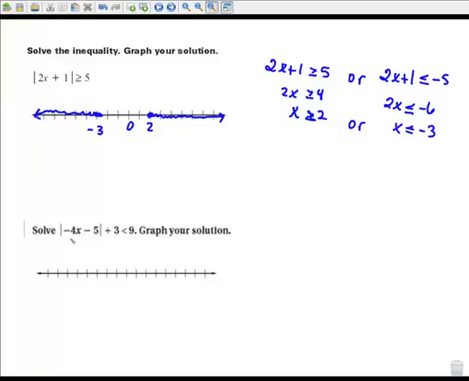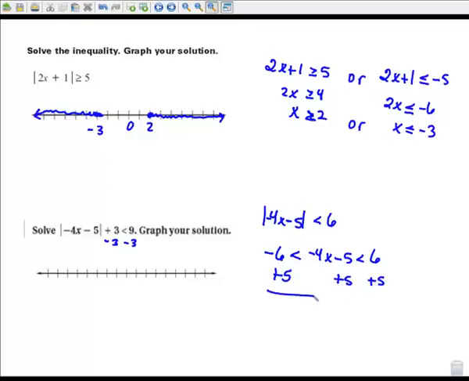Alright, the absolute value of negative 4x minus 5, plus 3, is less than 9. Again, the first thing we need to do is put it in the correct form, so we have to subtract 3 from both sides. So I have the absolute value of negative 4x minus 5 is less than 6. This is less than, so it's an and. When I take off my brackets, I'm going to go negative 6 is less than negative 4x minus 5 is less than 6. So I'll add 5 in the 3 places.